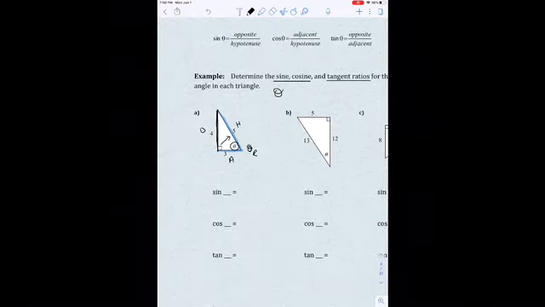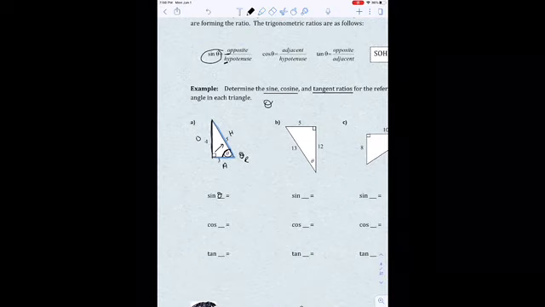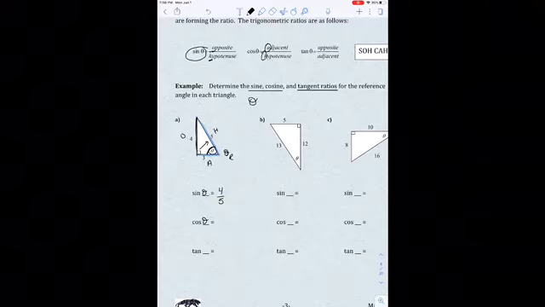Now if I look at this triangle in particular, there are values given for the opposite, adjacent, and hypotenuse. So if I wanted to find the sine of theta, okay, where am I standing in the triangle? Well, I'm standing right here. I'm standing at the angle theta. And the sine of theta is simply the opposite side divided by the hypotenuse side. The sine is the opposite over the hypotenuse. So I'm going to say that's 4/5.